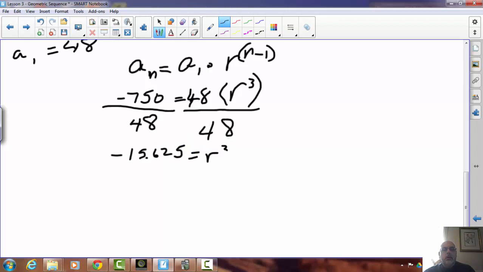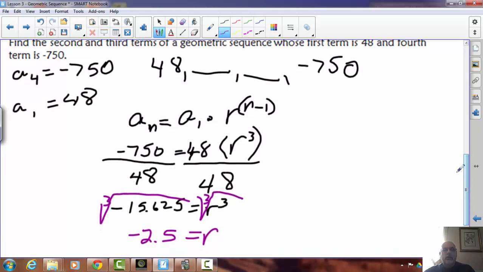equals r cubed. So in order to solve for r, you take the cube root of each side. Again, this is all calculator. So then r is negative 2.5. So if our ratio is negative 2.5, you take 48, multiply by negative 2.5, and you get negative 120.